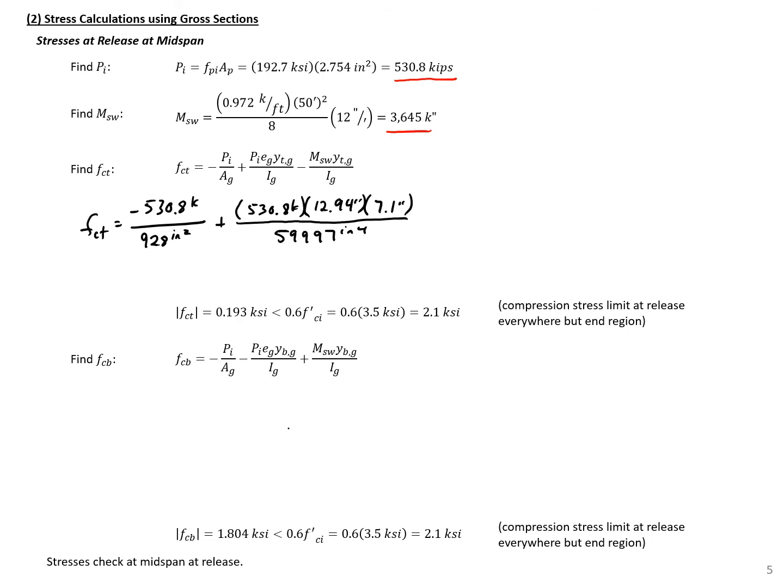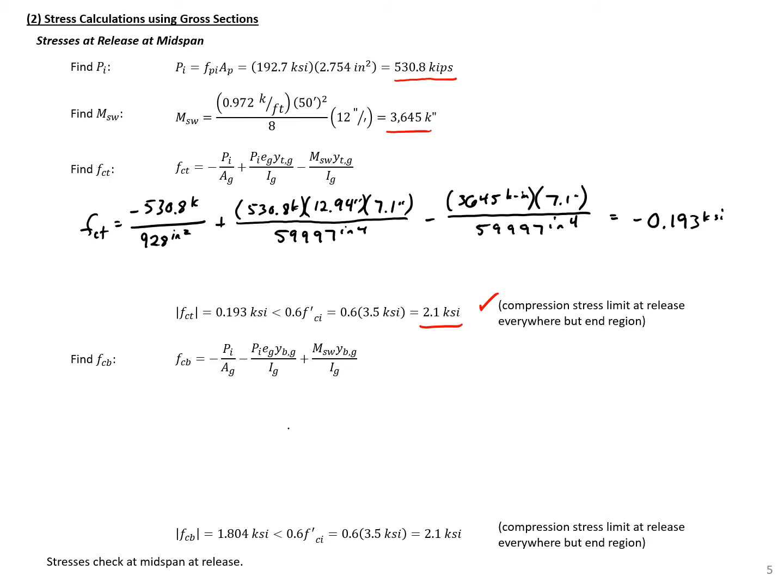59,997 inches to the fourth, minus our self-weight moment is going to add compression in the top, so we'll have a minus sign here, minus our 3,645 kip inches times 7.1 divided by 59,997 inches to the fourth will give us a top fiber stress here of negative 0.193 KSI. We can compare that to our compression limit here, 2.1 KSI, and see that our stress checks.